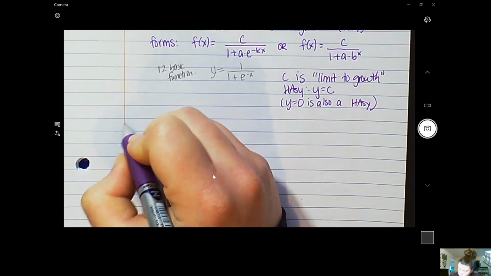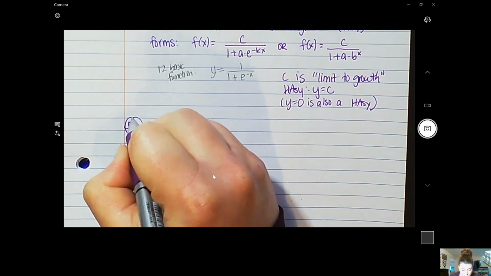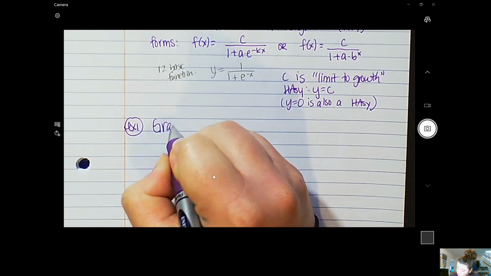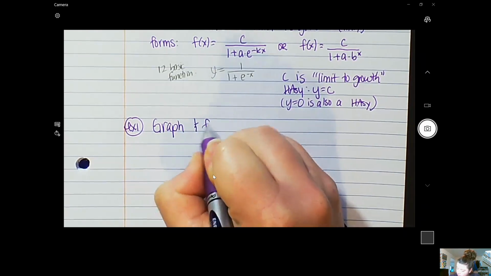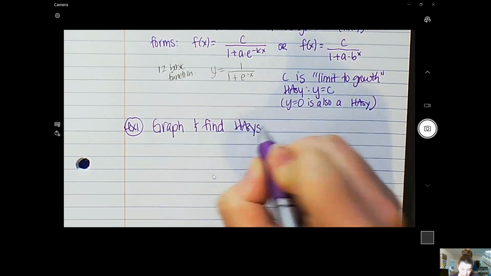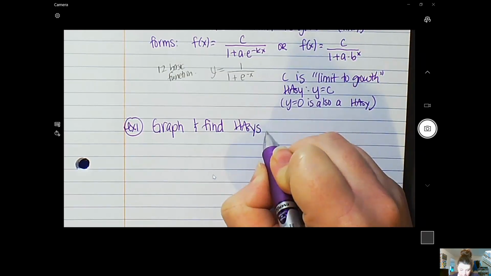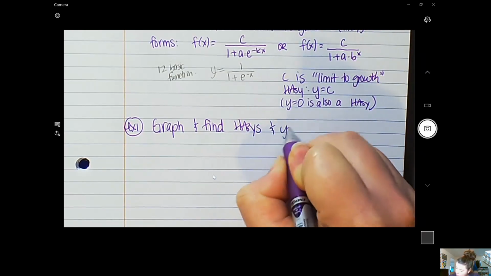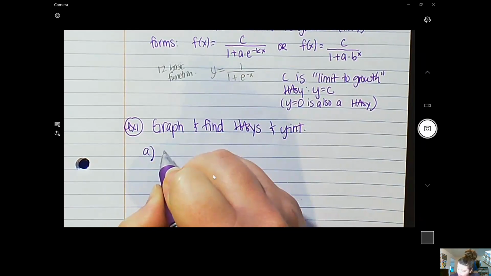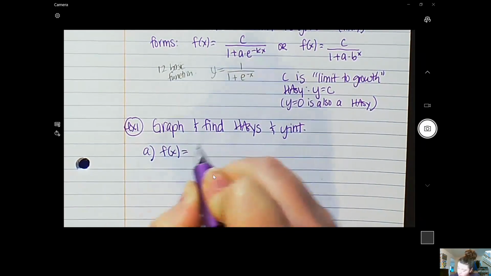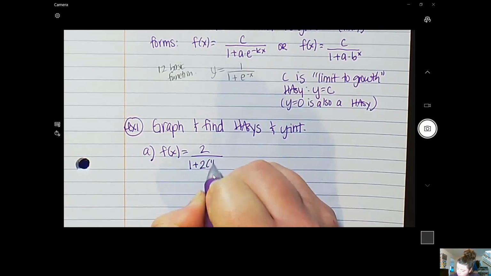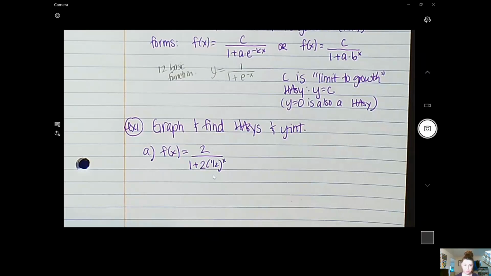Okay, so let's do some examples. Example 1. Graph and find asymptotes and y-intercept. Problem A. f of x equals 2 over 1 plus 2 times 1/2 to the x power.